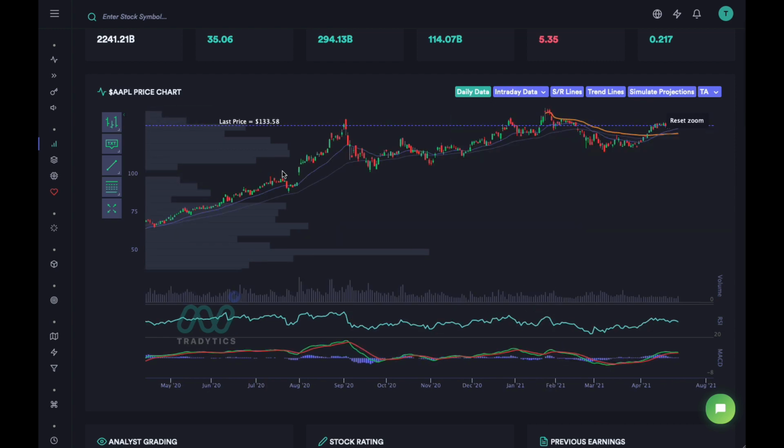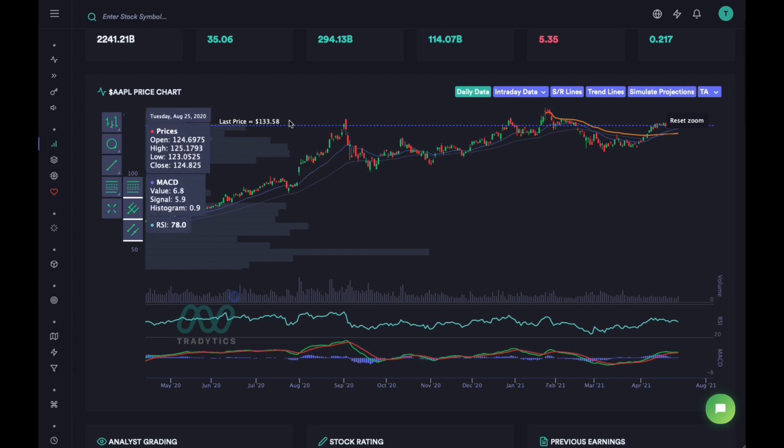On the chart, all of these candles are daily candles. If you want to change them, you can just go to the intraday data and choose any other time frame. Then on the left, we have different types of charts that you can use. We have text and some other drawings that you can draw on the chart. Then we have horizontal and vertical lines, then the Fibonacci series, and you can max out the chart to make it full screen.